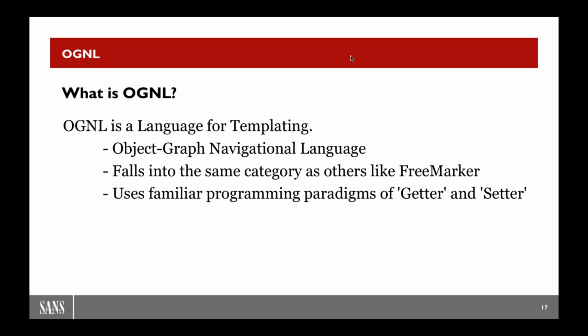OGNL, kind of a review, right? Object Graph Navigation Language. Anybody that's familiar with this concept of like getter setter patterns in any kind of object-oriented language, whether that's PowerShell or .NET or Java, will understand that, yes, I want to get something and I want to set something, show it in the view state, things like that.